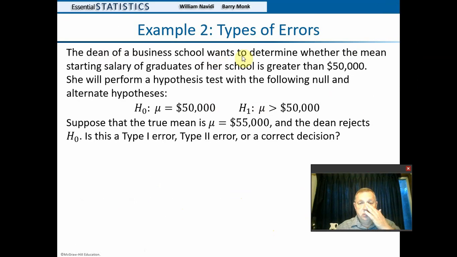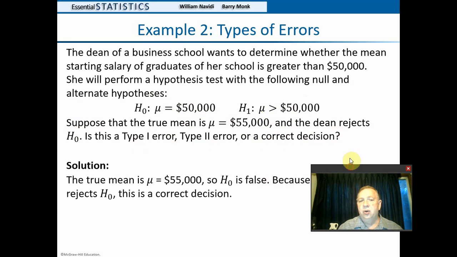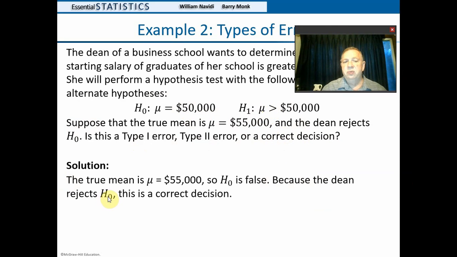The dean of a business school wants to determine whether the mean starting salary of graduates is greater than 50,000. Same test: mu equals 50,000, mu greater than 50,000. We found out the true mean was 55,000 and the dean rejects H0. What is this, a type 1, a type 2, or correct? We thought it was greater than 50,000, so we made a correct decision. The dean rejected H0 when it was indeed false.